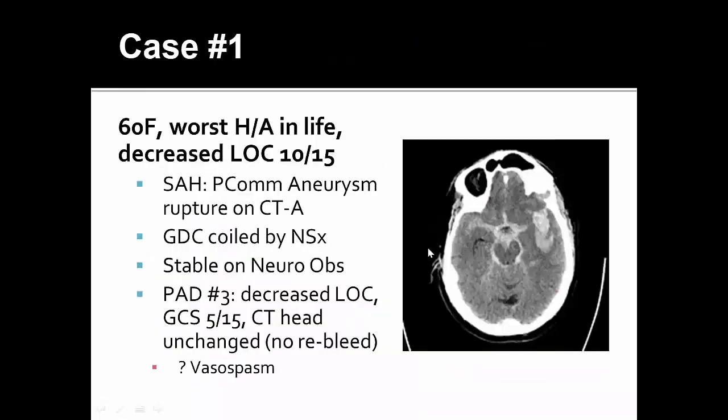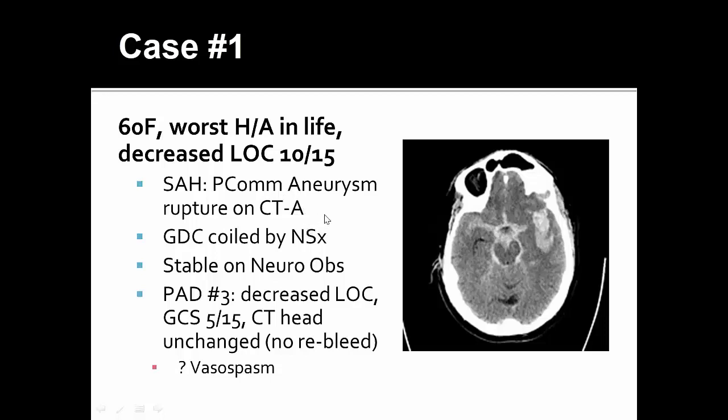Alright, so let's get to a case. There's a lady in her 60s with a worst headache of her life presentation and a decreased level of consciousness with a GCS of 10/15. Her plain CT shows a subarachnoid hemorrhage with intraparenchymal hemorrhage as well, and a CTA shows a P-comm aneurysm that is ruptured. She's then GDC coiled by neurosurgery and is eventually transferred to the neuro-obs unit in stable condition.